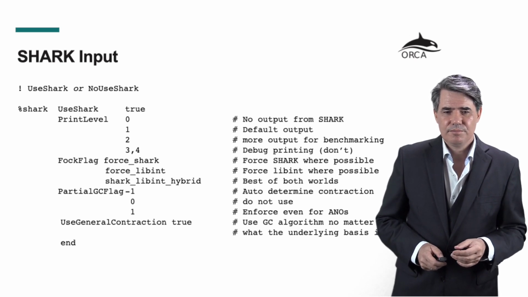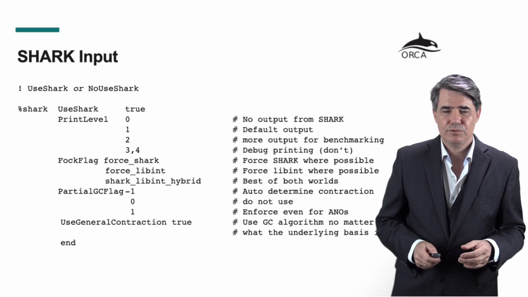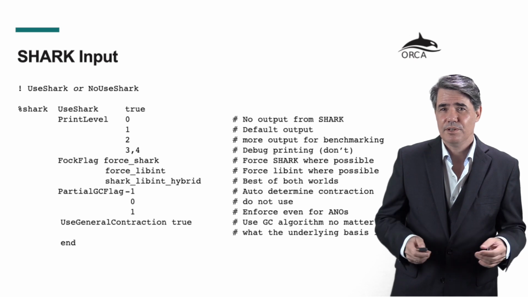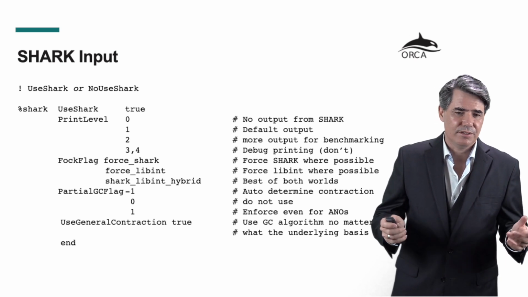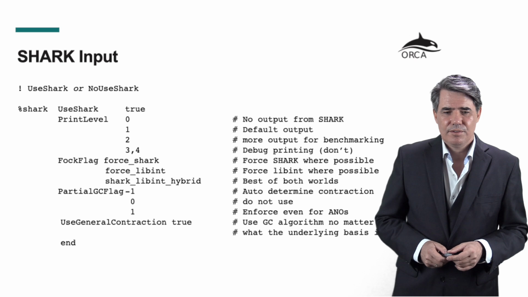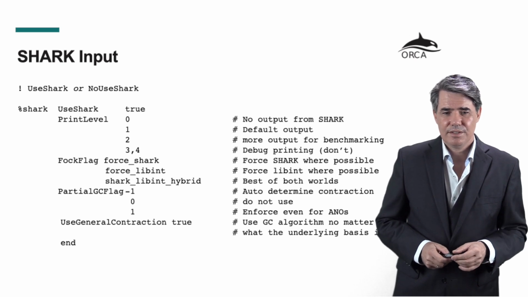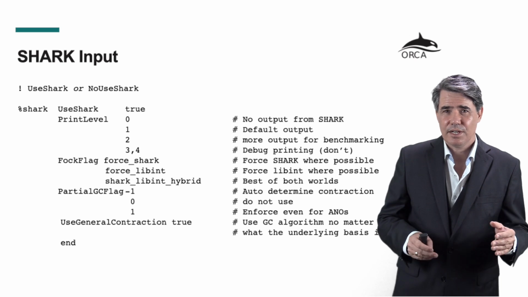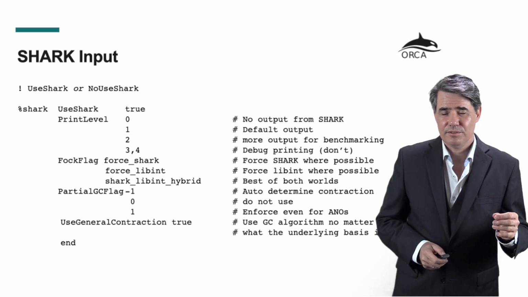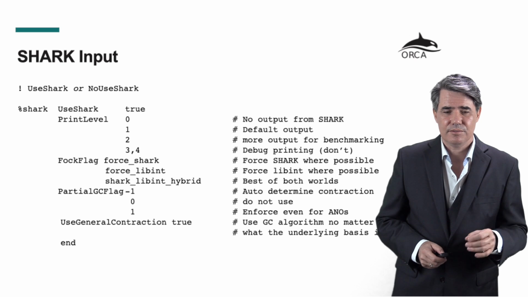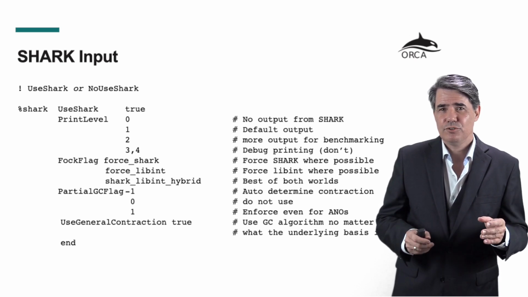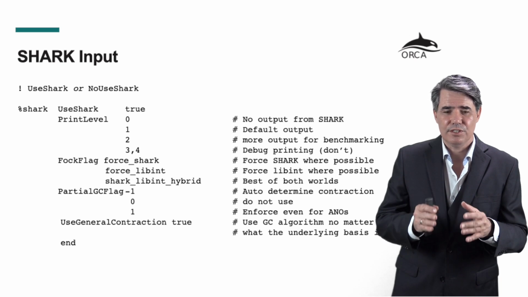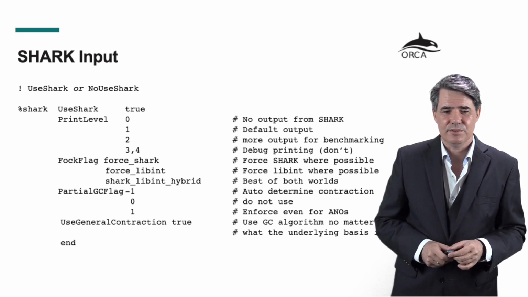Then there is a print level. 0 means no output, 1 means the default output, 2 gives you some more information, and 3 and 4 are just debug prints that I don't recommend you to use. Now there is a flag that determines which algorithm is triggered. You can either use force Shark to calculate all integrals with Shark, or you can use force libint to calculate all integrals with libint, or, and that is the default, a Shark-libint hybrid, and that chooses the most efficient algorithm for each task and each class of integrals.